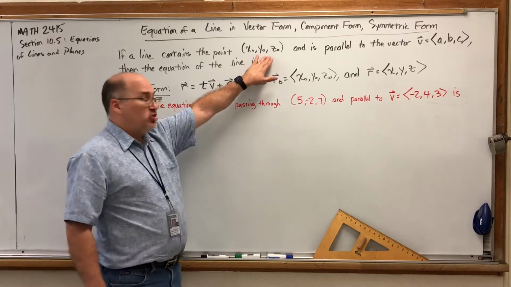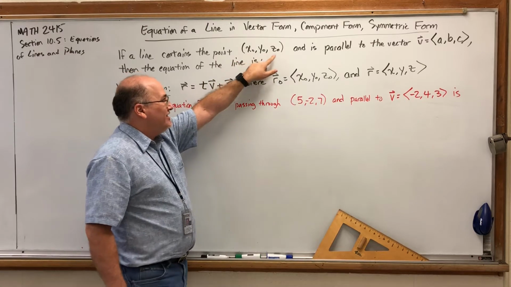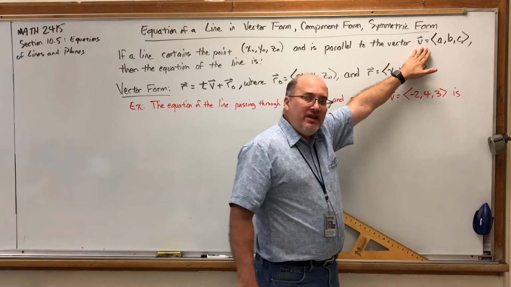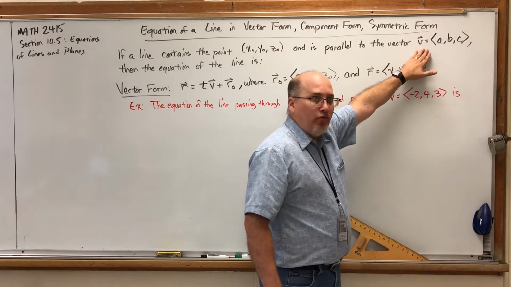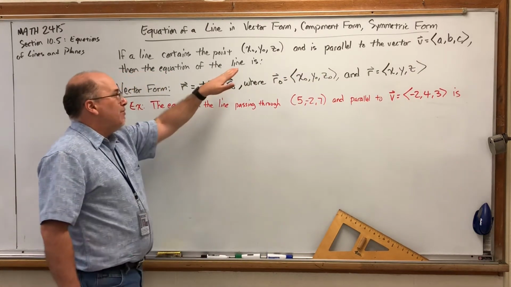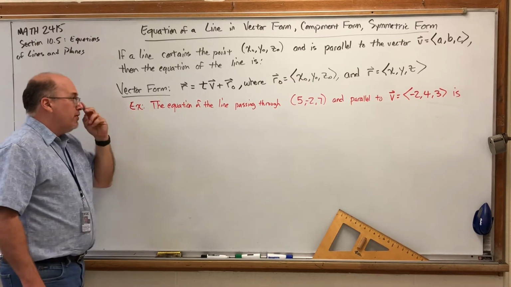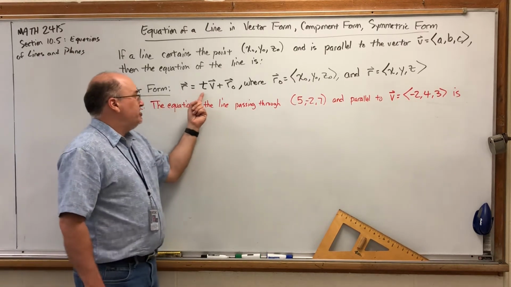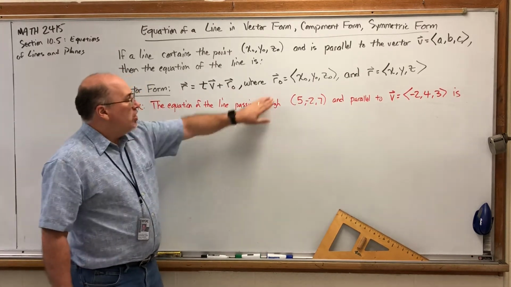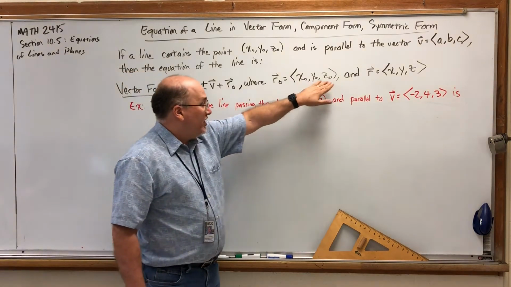If we know it contains a certain point, which we generically represent as x naught, y naught, and z naught, and is parallel to some given vector, which we're calling vector v, and in component form, we're representing as a, b, c. If we have a line that contains that point and is parallel to that vector, then the equation of the line in vector form is vector r equals t times vector v plus vector r naught, where vector r naught is the vector whose components are x naught, y naught, z naught.